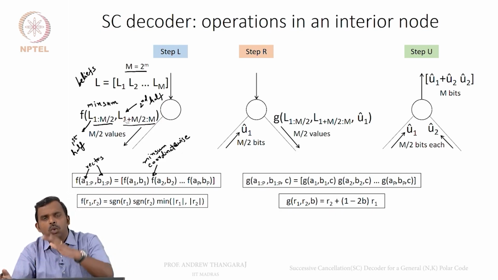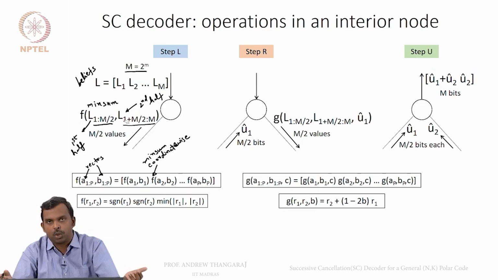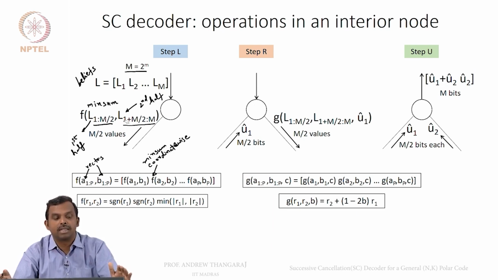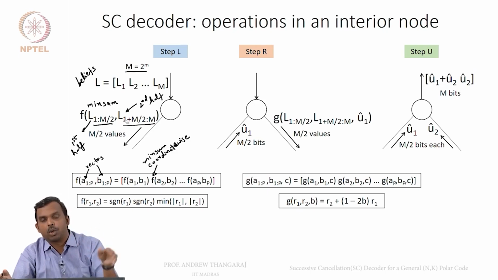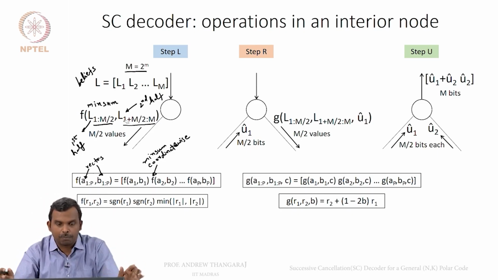The child will do whatever it has to do. It will again repeat some process like this. But as far as this node is concerned, it has finished the first operation, step L, which is sending m by 2 values. It got m beliefs in, it processes them using min-sum and sends m by 2 values to the left child. Okay, so that's done.